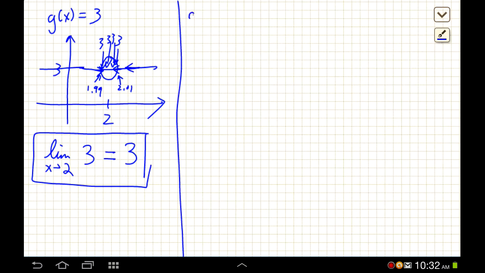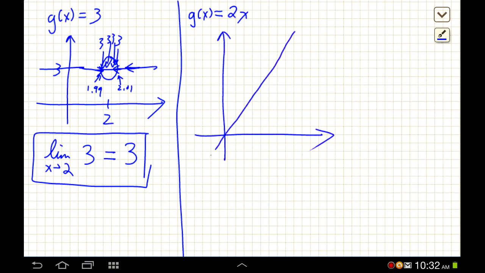Next, let's consider the second term, the linear term, which is 2x. Graphically, we have 2x represented by a straight line. So at 2, you guessed it, this is the value 4. But we cannot just say that the limit at 2 equals 4 without doing some showing.